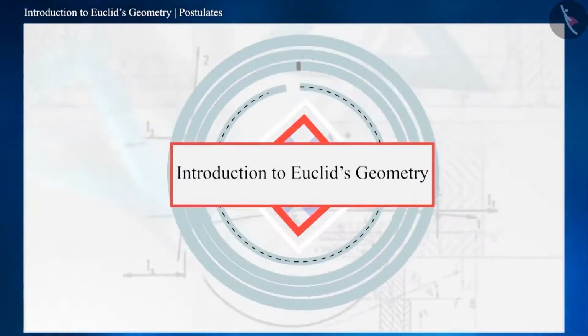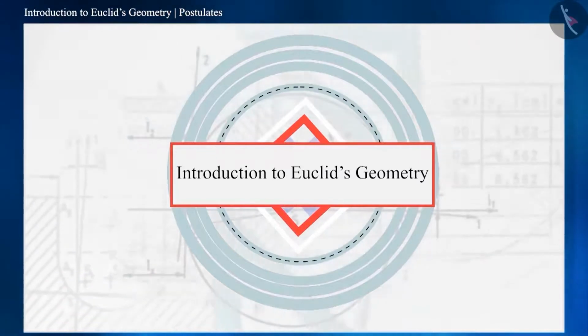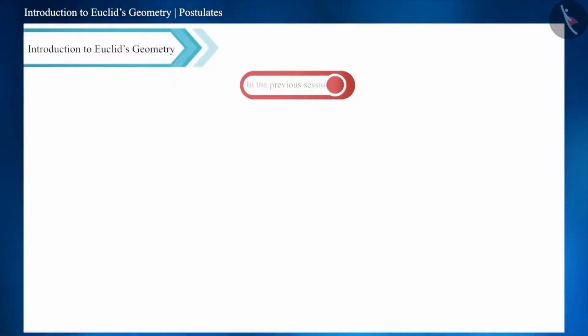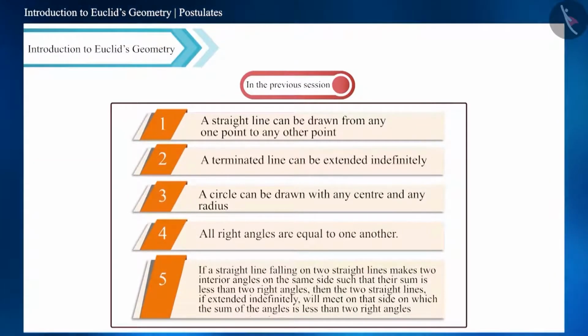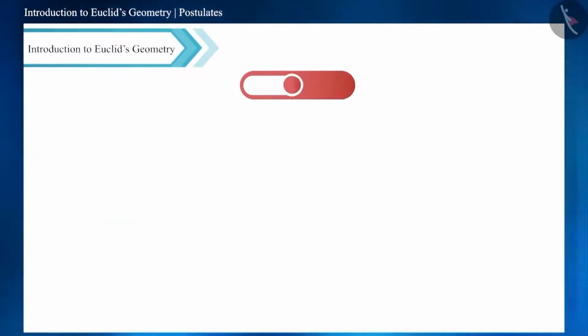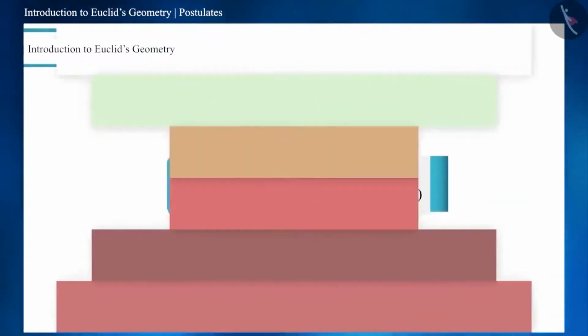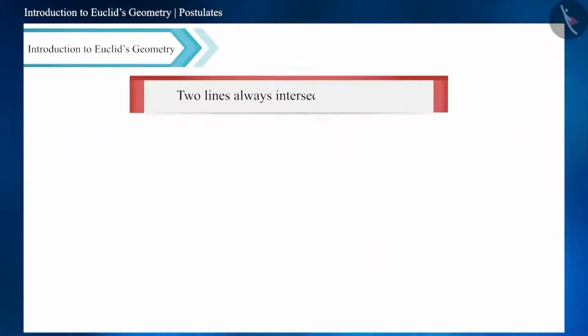Hello friends, welcome to this video on Introduction to Euclid's Geometry. In the previous video, we discussed Euclid's postulates and solved some questions. Today we will discuss some facts based on the same. So let's start. Two lines always intersect each other. Is this statement true or false?